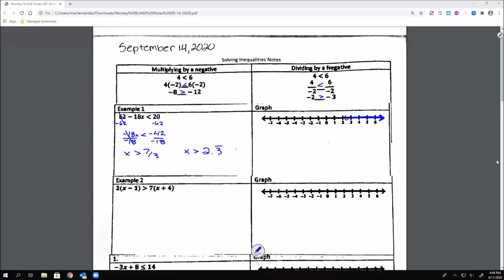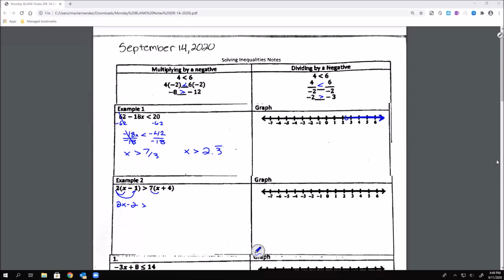So let's look at example 2. So in example 2, I have 2(x minus 1) is greater than 7(x plus 4), okay? So the first thing I have to do is distribute the 2 to my x minus 1 and the 7 to the x plus 4. So 2 goes to x, 2 goes to negative 1. On the left-hand side, I get 2x minus 2. I still keep my greater than sign.